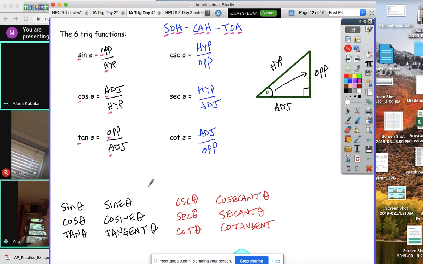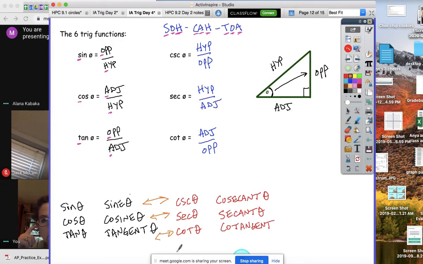And then these three right here, you just flip whatever you got for these. The main thing you need to remember is that sine and cosecant go together. Cosine and secant go together, like they're reciprocals of one another. Tangent and cotangent go together. Because you'll need to remember which one is the flip of which one.